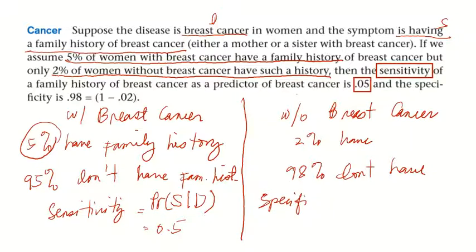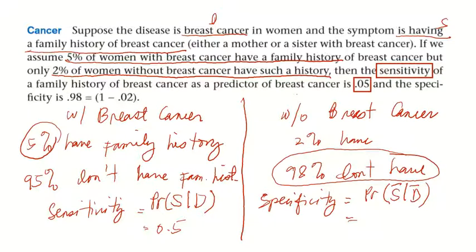Next, our specificity. How specific the symptom is. This is the probability of not having the symptom given that the disease is also not present. So which among the groups here doesn't have the disease plus doesn't have the symptom? Okay, it's this group. So this one, therefore, is 0.98.